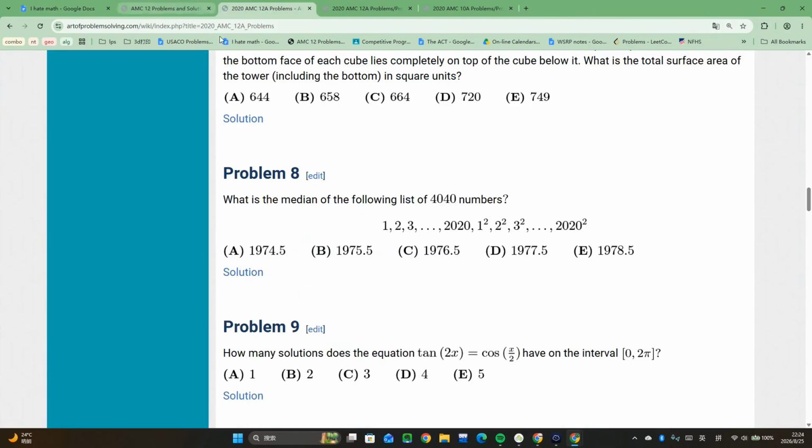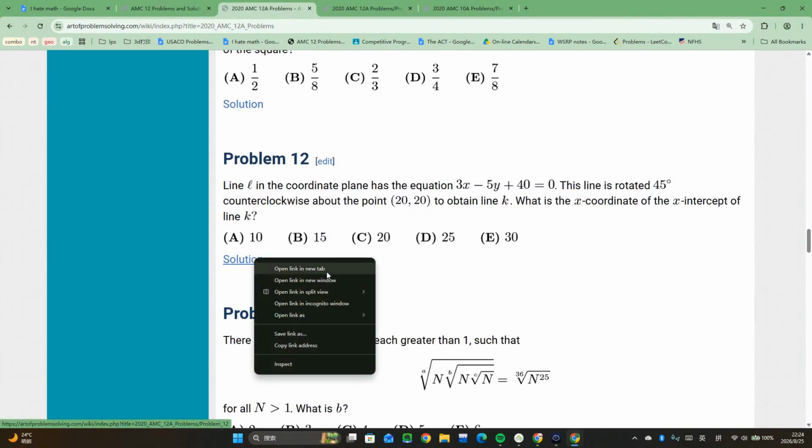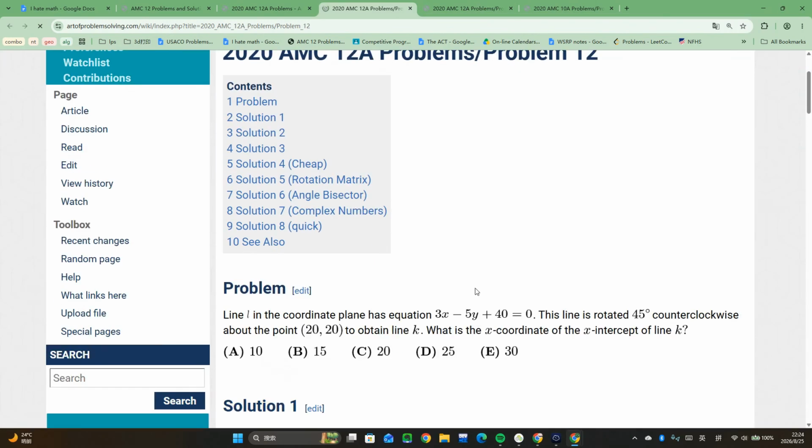P12. Okay, so why are we jumping back and forth? We were on P11, then we were on P9, and now we're on P12. Oh, that's another good problem. Okay, why does this contest have so many good problems?